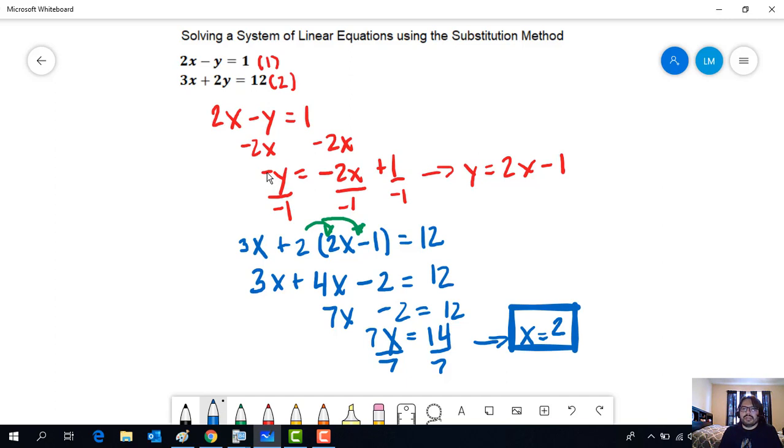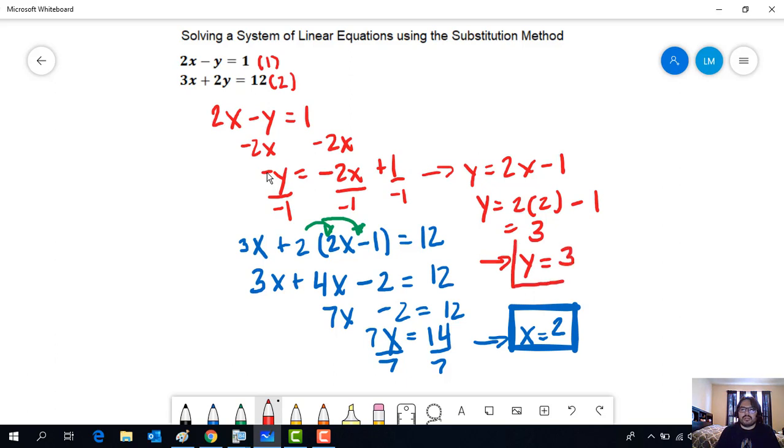But then how do we find the y variable? Well, the way you're going to find the y variable is by plugging x back into one of the two equations. Now in this case, we can just work from here where we have y already is equal to 2 times 2 minus 1, which tells us that y is equal to 3. So we have that y is equal to 3.